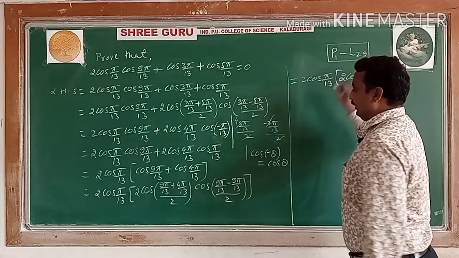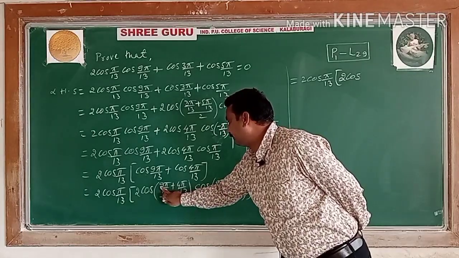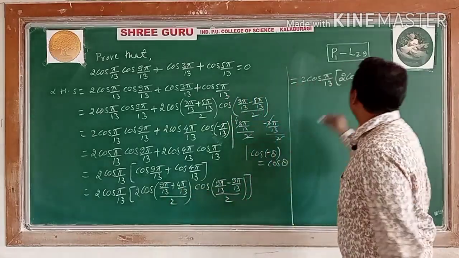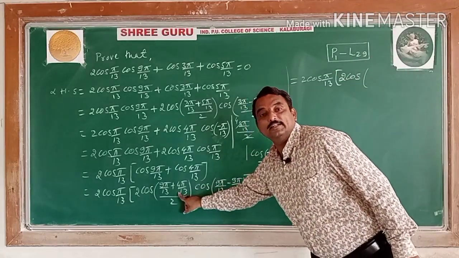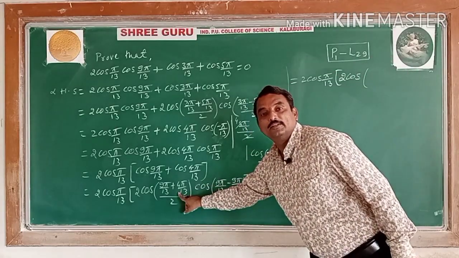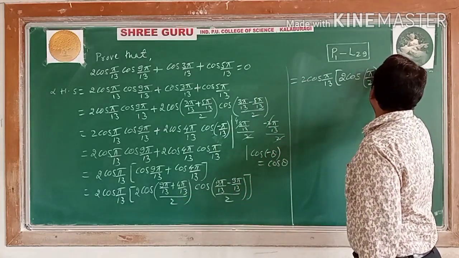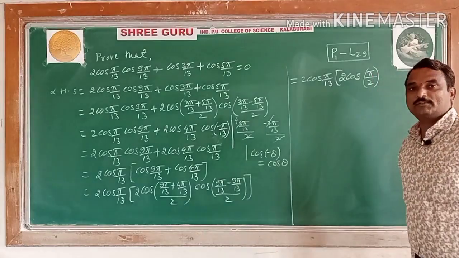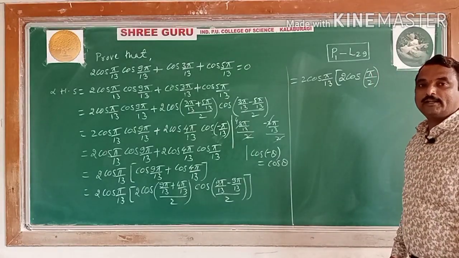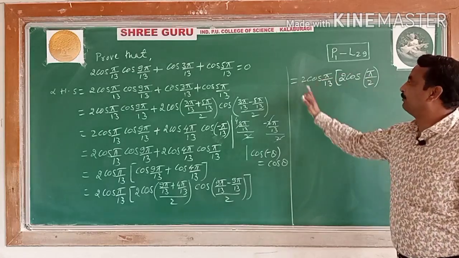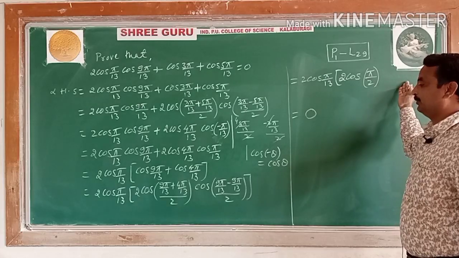2 cos. See how much it is? 13 LCM here, it is 9 pi plus 4 pi, 13 pi by 13. Is it pi remains only? Pi divided by 2. Cos pi by 2. What is cos pi by 2? Cos 90 degree. Cos 90 is equal to 0. The whole term becomes 0. Not necessary to simplify that remaining also.